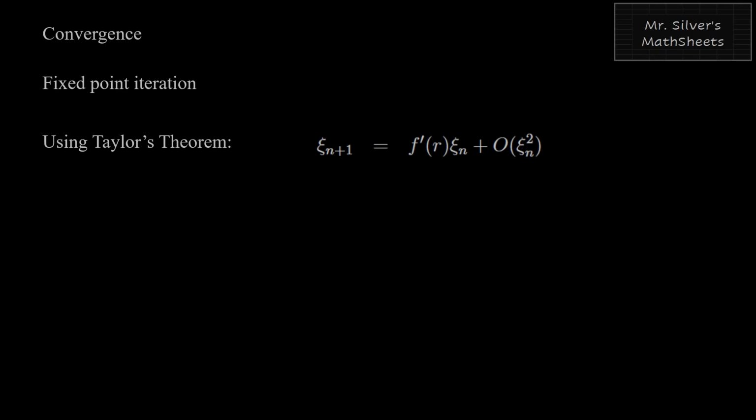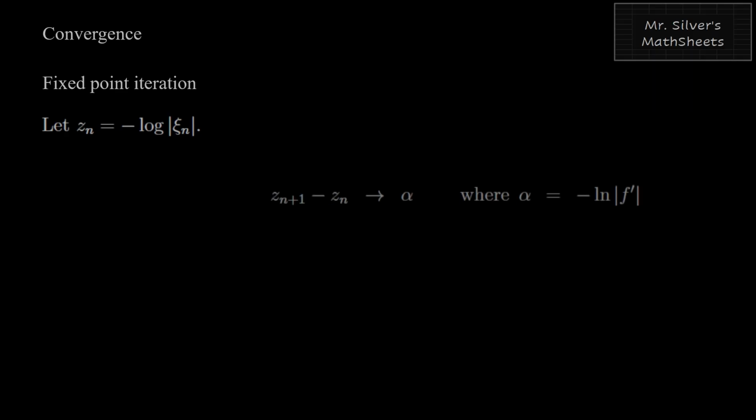That means that the ratio of xi of n plus 1 over xi of n is approaching a constant, and the constant is the derivative at the fixed point. It's important that the absolute value of f prime be less than 1.